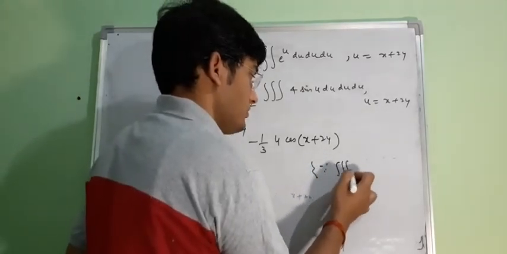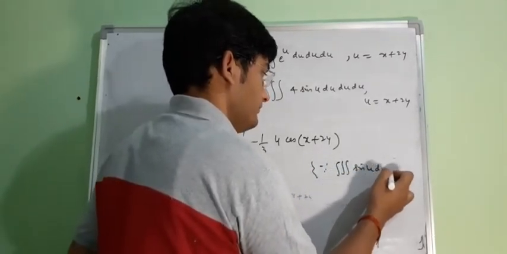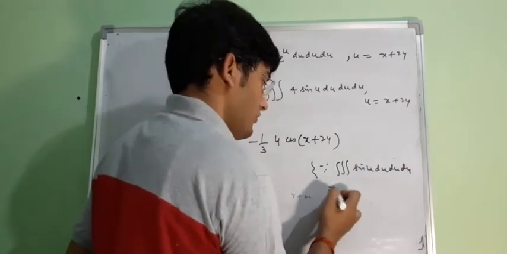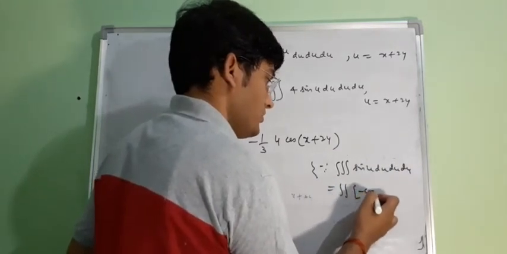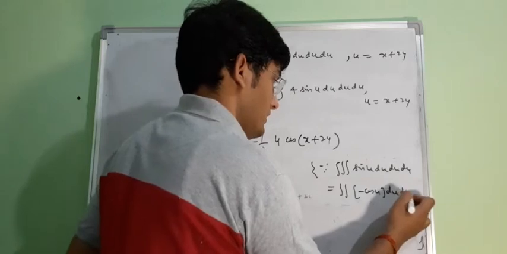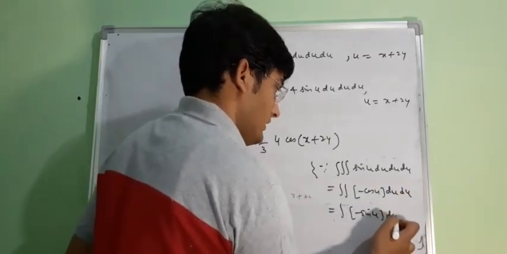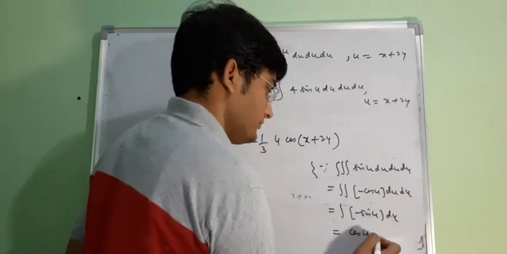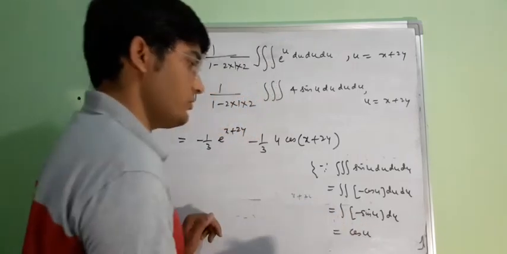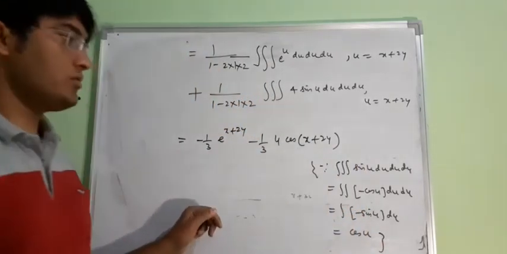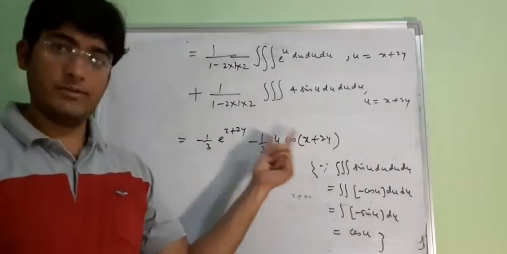The three time integration of sin u: the one time integration of sin u will be minus cos u. Then the second time will be minus sin u, and the third time will be cos u. So this is your three time integration of sin u. So this is your answer.